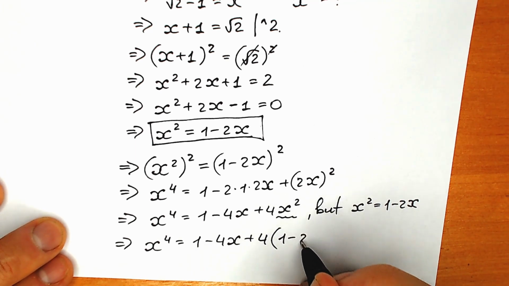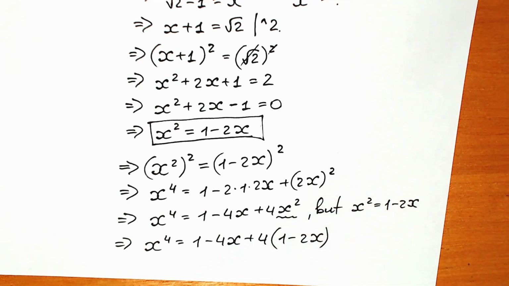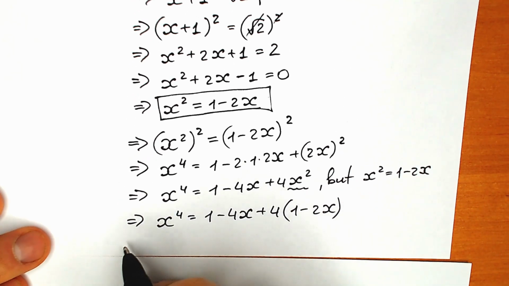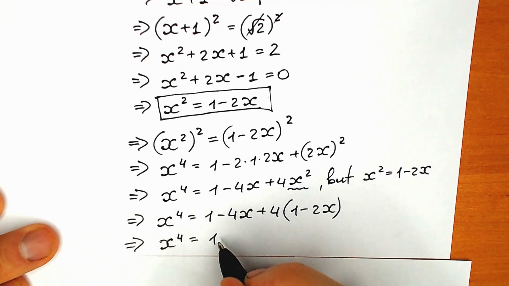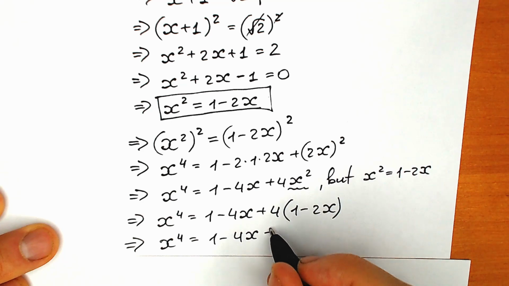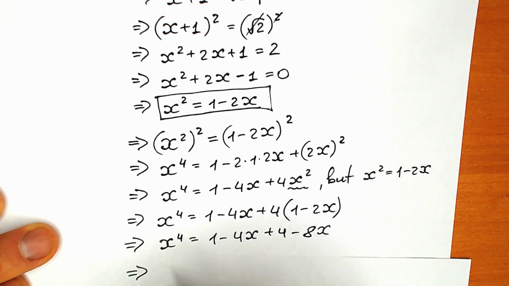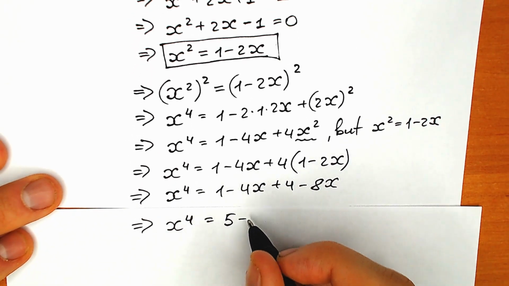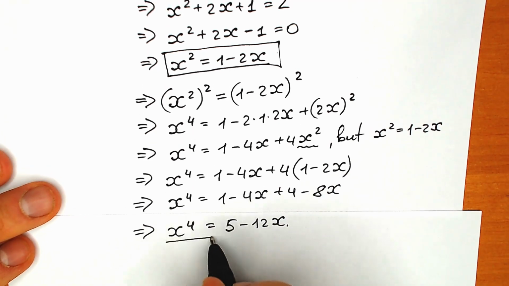So 1 minus 2x. Right now, we're going to simplify this a little bit. Let's simplify this expression real quick. As a result, we have x to the fourth power equal to 1 minus 4x plus 4 minus 8x. From here, our x to the power 4 equals 5 minus 12x. Really great. So we have x to the power 4.